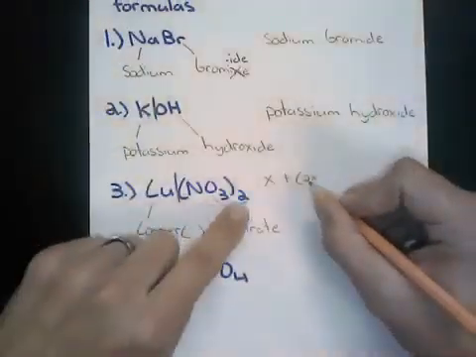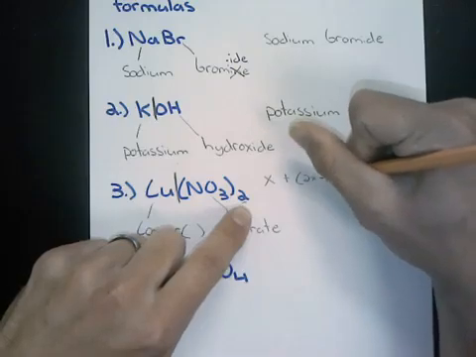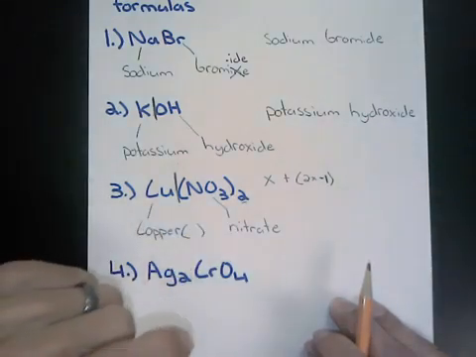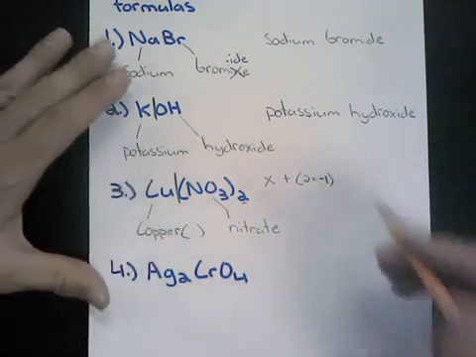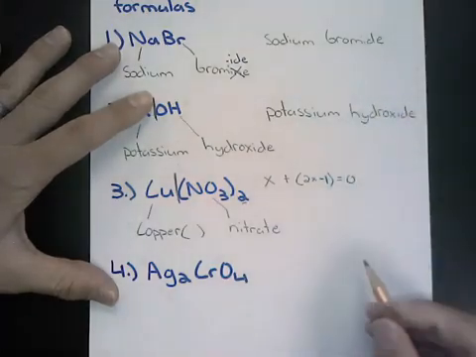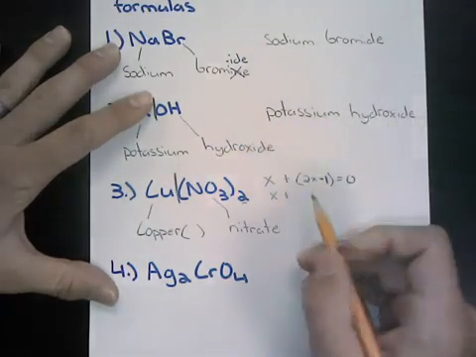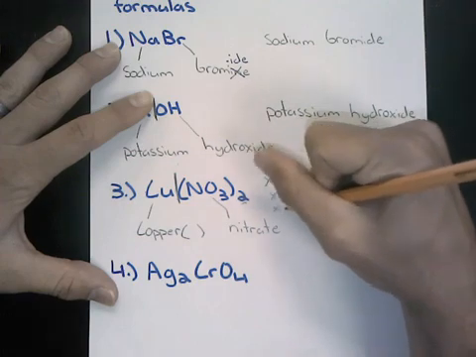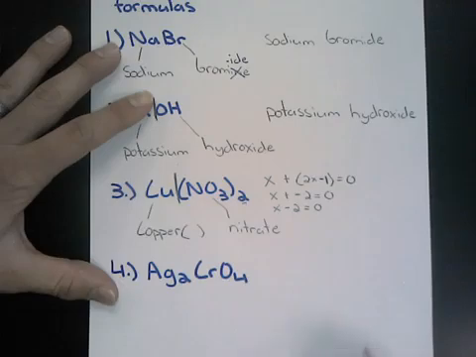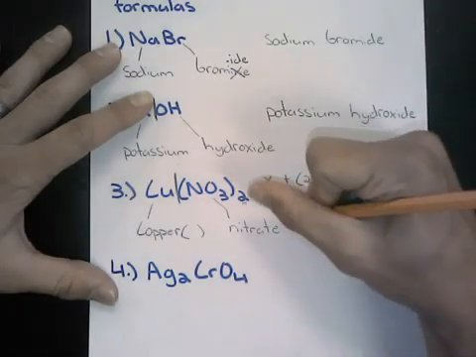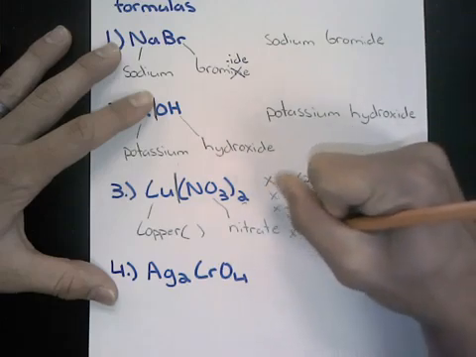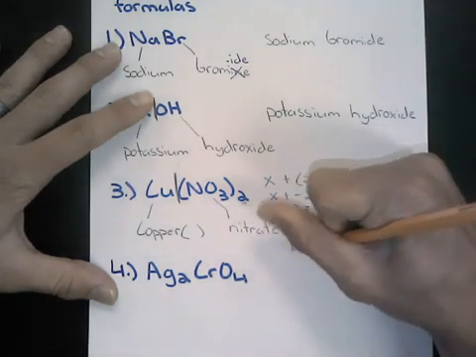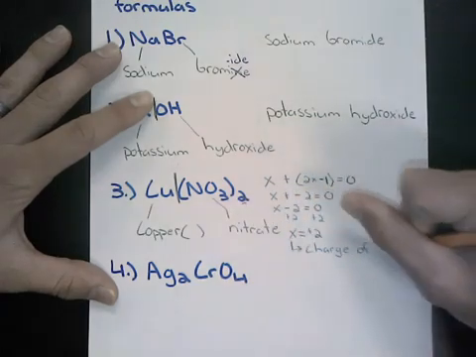So we take 2, which is the number of NO3s, times -1, and then remember this: all ionic compounds have to have an overall charge of 0. Okay? So we set this equal to 0. Now what I'm going to do is I'm going to have X plus 2 times -1 is -2 equals 0. And so if we consolidate, X minus 2 equals 0. We move this 2 over, we add 2. Our X becomes a positive 2, which means that this is the charge of copper.